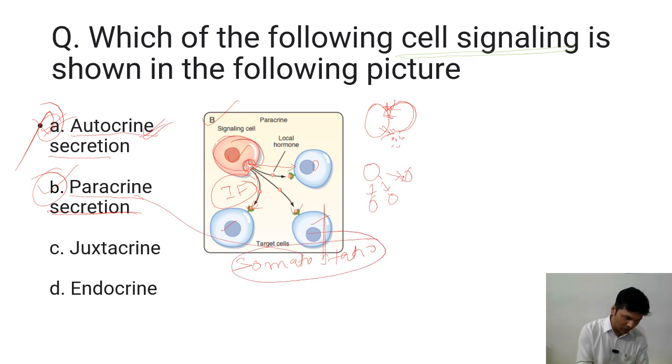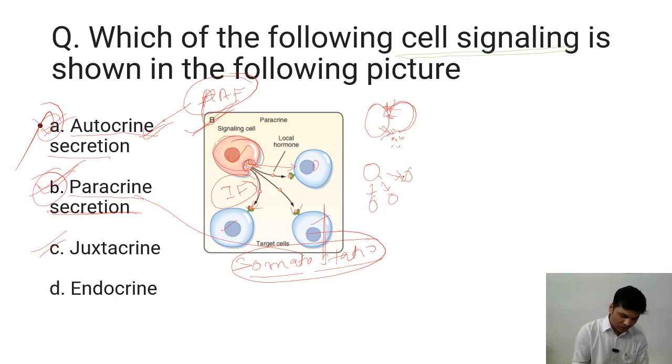So what is autocrine? Platelet activating factor is the example for autocrine. And for paracrine, somatostatin. Then what is juxtacrine? Let's see. The answer is paracrine because this shows paracrine signaling.